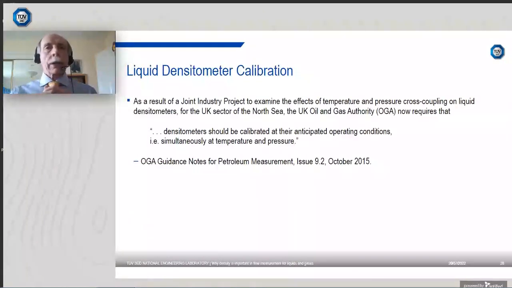So, as a result of a joint industry project which NEL led, looking at the effects of temperature and pressure on liquid densitometers, the UK Oil and Gas Authority modified its guidance to require that densitometers for these fiscal applications should be calibrated at their anticipated operating conditions, i.e. simultaneously at temperature and pressure.